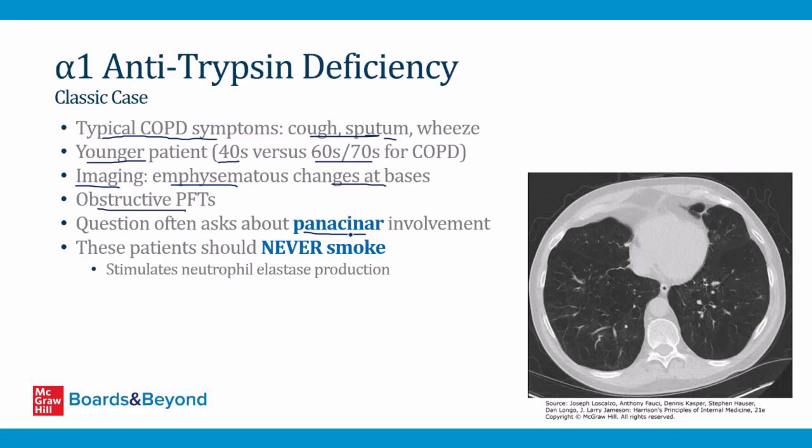And then lastly, one thing to know is that these patients should never smoke. So they are born basically with an imbalance between proteases and antiproteases. And so if they smoke, they're going to have neutrophils recruited to the lungs to make more elastase, and that's obviously very, very bad. And that concludes our module on COPD.